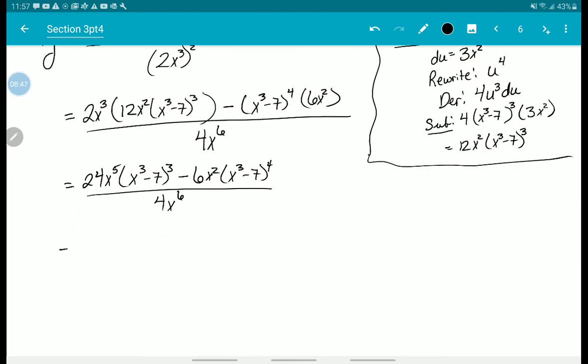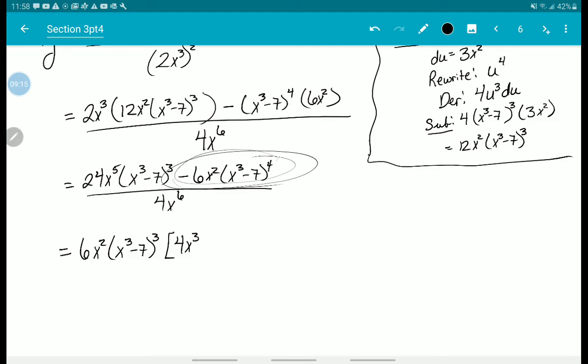Let's do some factoring. If I look at the two terms in the top, we could factor out a 6x squared times (x cubed minus 7) to the third. And let's see what's left. If I factor 6x squared out of this, I'm going to have 4x cubed. And notice I pulled out all of those groups of x cubed minus 7.